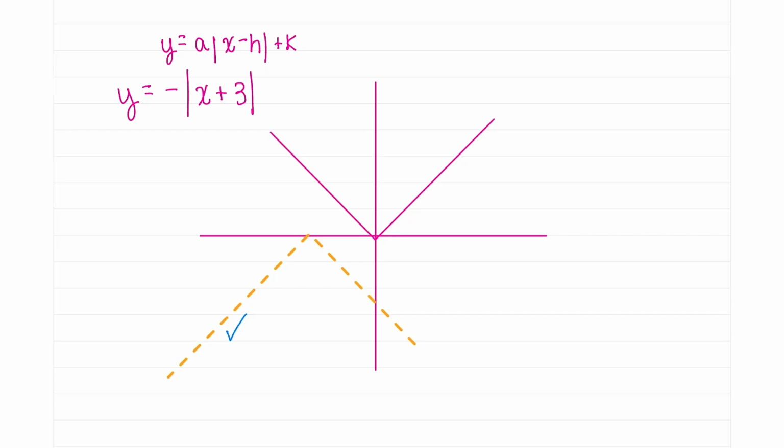An easy way to remember this is that if you have a number inside of grouping symbols, whether it is absolute value or parentheses, it's the opposite of what you think. So in this case, positive 3 would make you think to go right. It's not, it's actually left.